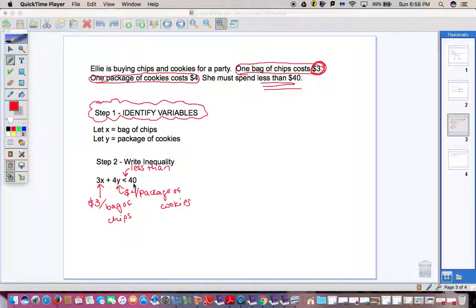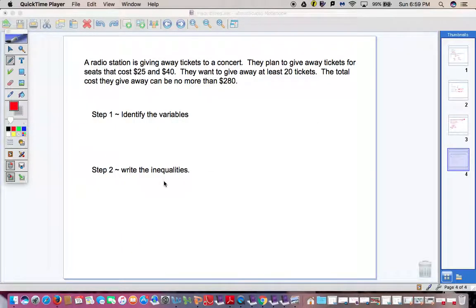And we know this 40 here is also in dollars. She must spend less than $40. So I have dollars here for bag of chips, dollars here for package of cookies, and dollars here for total amount spent. So 3 times x plus 4 times y is less than 40. That would be my equation, or actually it's not an equation, it's an inequality that would identify the story problem that is given. So let's look at this problem here.